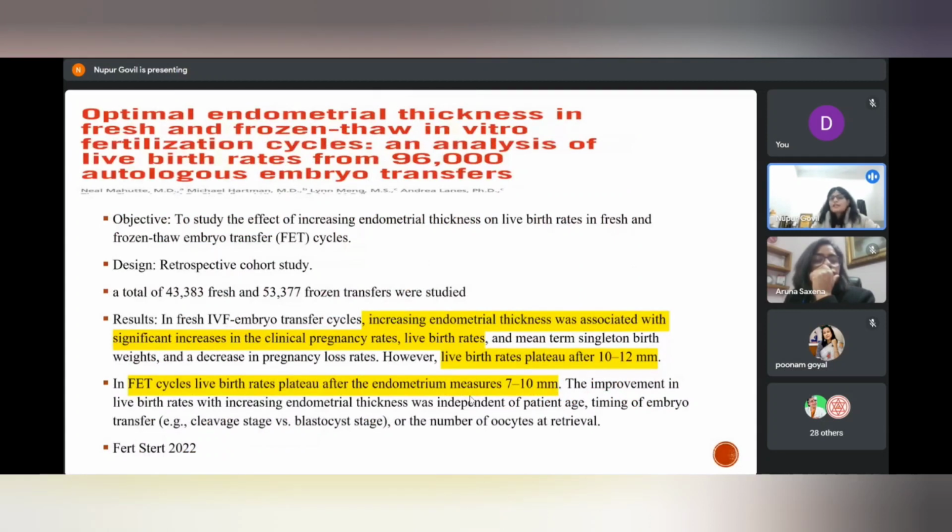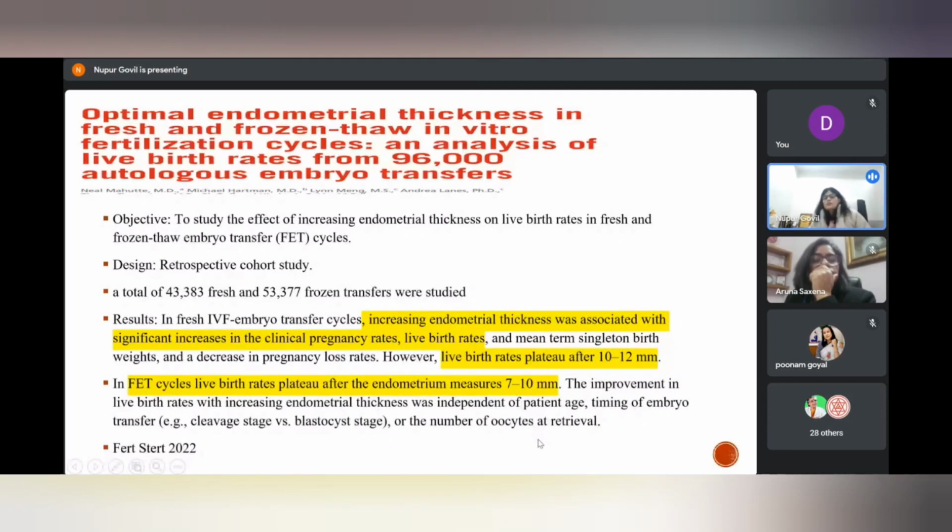There was a most recent study where 96,000 cycles were studied, and in fresh cycles they found that the pregnancy rates and live birth rate were increasing with the increased endometrial thickness, although the live birth rate plateaued at around 10 to 12 mm. Similarly, in FET cycles, the live birth rates plateaued after 7 to 10 mm.